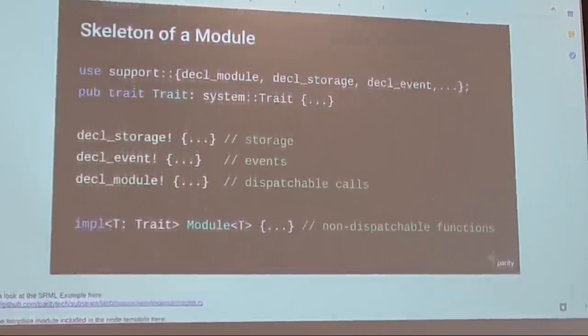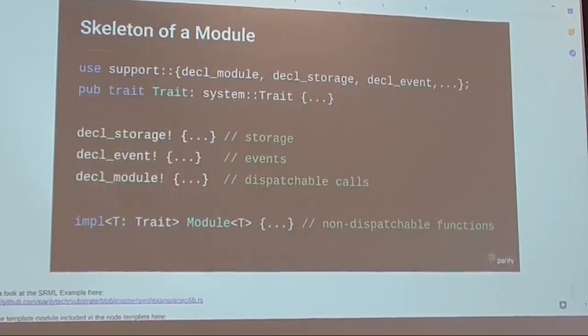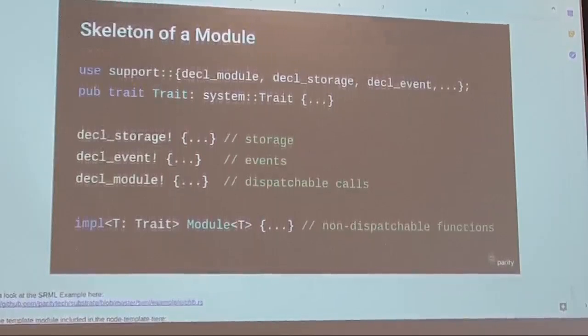So in that scenario, we use the implementation block of the module, which allows us to do non-dispatchable functions as well. So this is basically how a module looks like in Substrate. These are the primary components of a particular module. And let's look at these components one by one, how they are important and how they look.